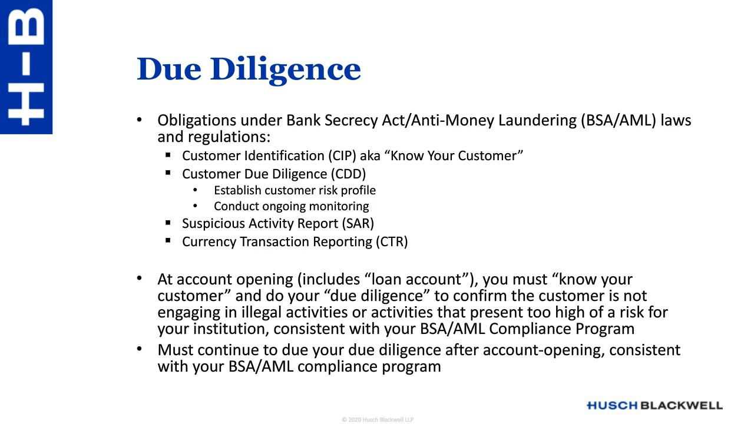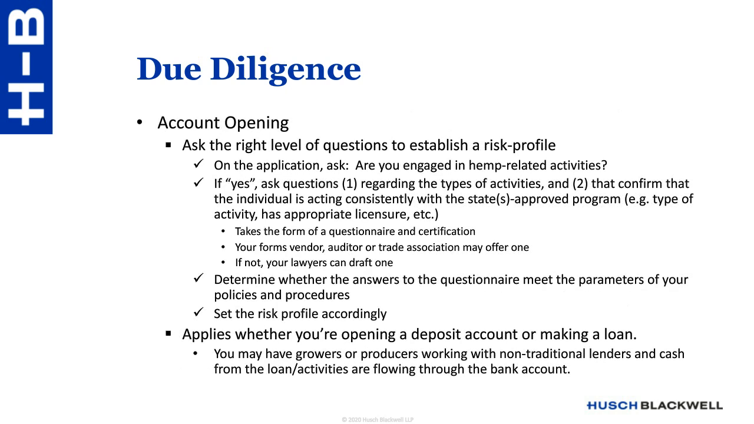So at account opening, of course, you must know who your customer is and do your due diligence, consistent with your BSA compliance program, to ensure that that customer is not engaging in unlawful activities or activities that present just too high of a risk for your institution. And that you would need to establish in your policies and procedures, which we'll talk about in a little bit. And then after account opening, of course, you have to maintain consistency with your due diligence program, with your BSA-AML compliance program, to ensure you're properly monitoring that account on an ongoing basis. So what does that mean in practice? Okay, so that's the law, but what do we actually do about this?